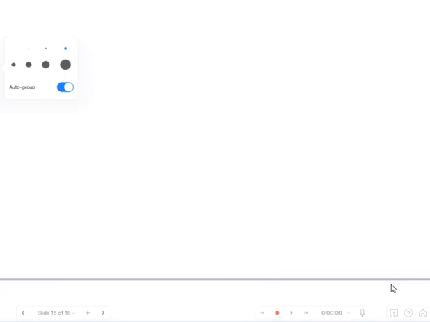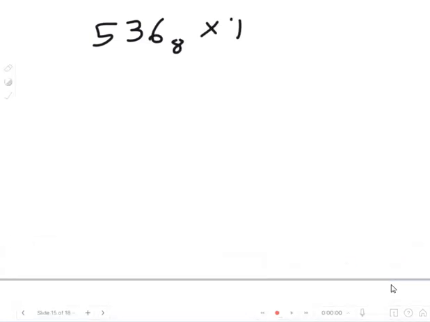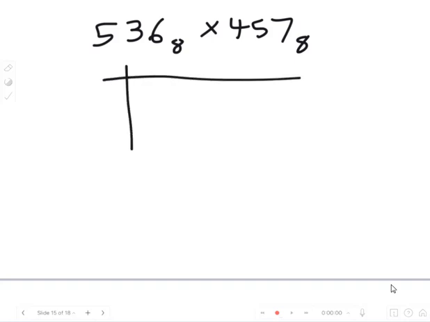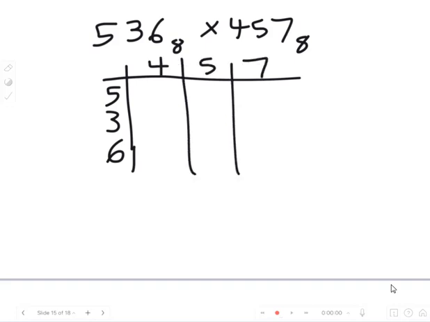So I want to juxtapose this against the method that we've been using, which is base neutral multiplication. We've got 536 base 8 times 457 base 8. Now, the method I would prefer you to use is not the traditional method, but base neutral multiplication. And so, like I did in the last video, I'm going to make a 3 by 3 array, because this is a 3-digit times 3-digit. 536 multiplied by 457. Make my array, fill it in.